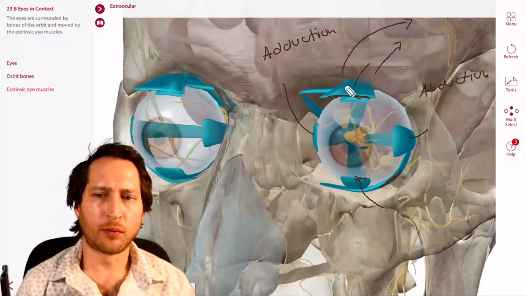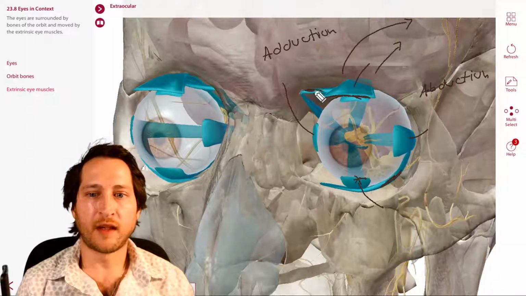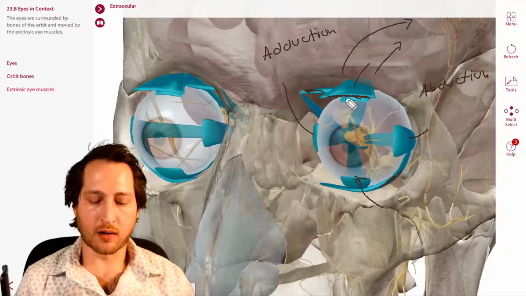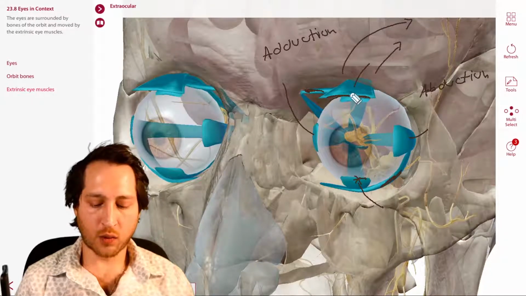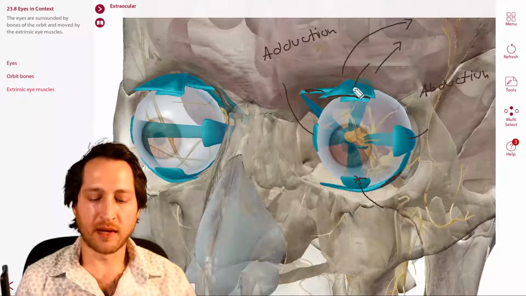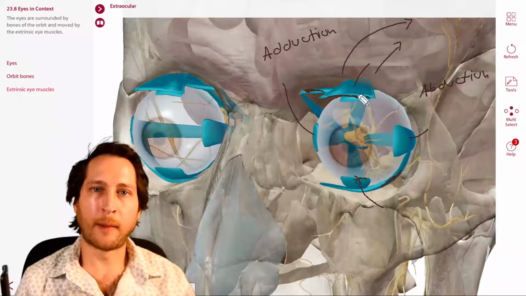The superior oblique is going to do the opposite. If the superior oblique is activated, it's going to cause a downward and lateral movement. So basically it's the downward and being able to go back and forth.